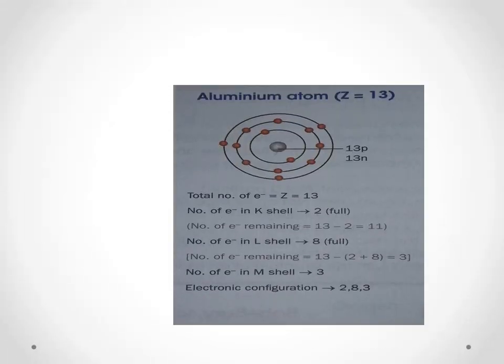Here lies the structure of aluminium atom. Its atomic number is 13. Therefore, total number of electrons is 13. And the electrons are arranged in K shell with 2 electrons, L shell with 8 electrons and M shell with 3 electrons. Therefore, the electronic configuration is 2, 8, 3.